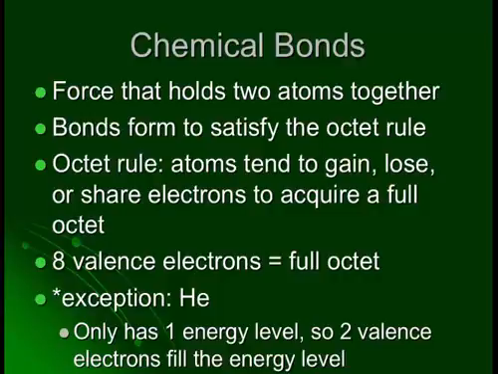So basically, a chemical bond is a force that holds two atoms together. They do that to satisfy that octet rule that we've talked about. The octet rule says that the atoms are going to tend to gain, lose, or share electrons to acquire a full octet. So of course, octet means 8 valence electrons to be specific. And there's only one exception to this, and that's helium. But it only has the one energy level, so 2 valence electrons make it have a full octet. So we consider that a noble gas.